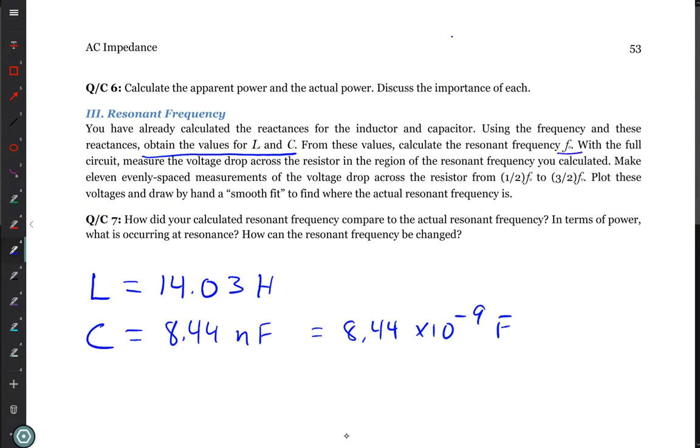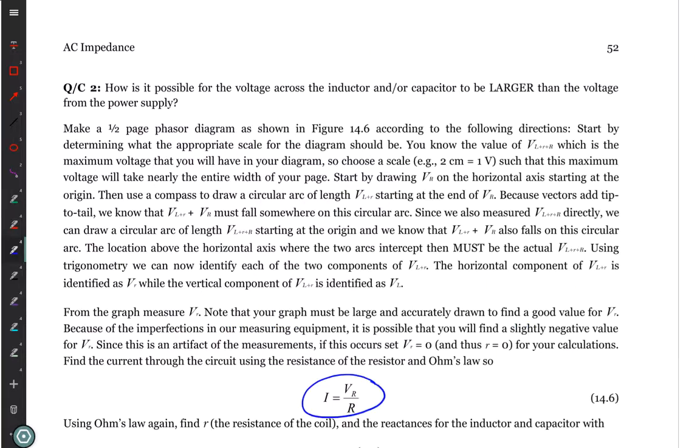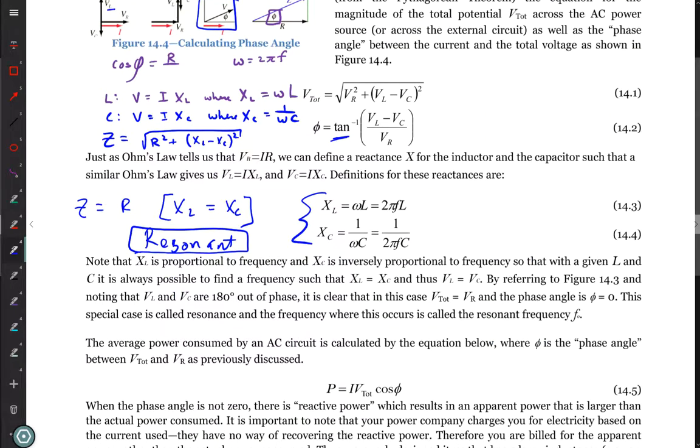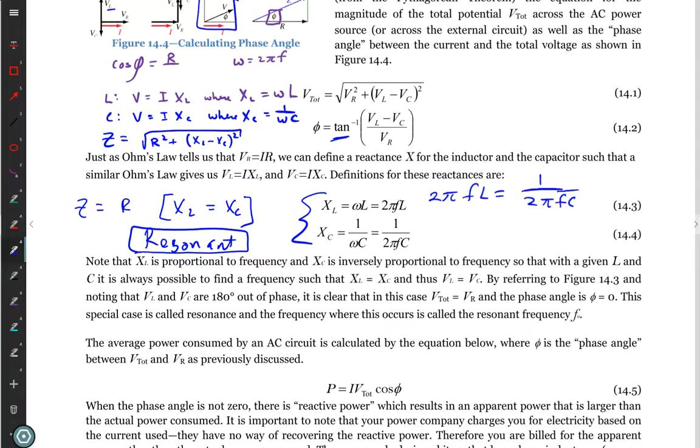The next step is to find the resonant frequency. Well, the resonant frequency is the frequency where XL equals XC. So if I set XL equal to XC, I'm going to set 2 pi F L equals 1 over 2 pi F C, and just solve that for frequency. So I'll divide everything by 2 pi L.